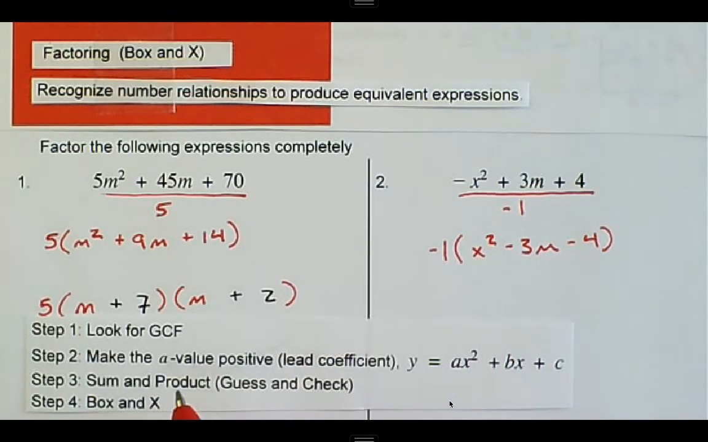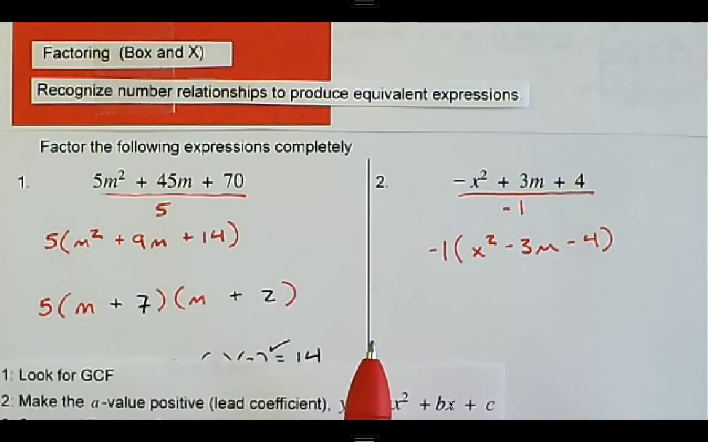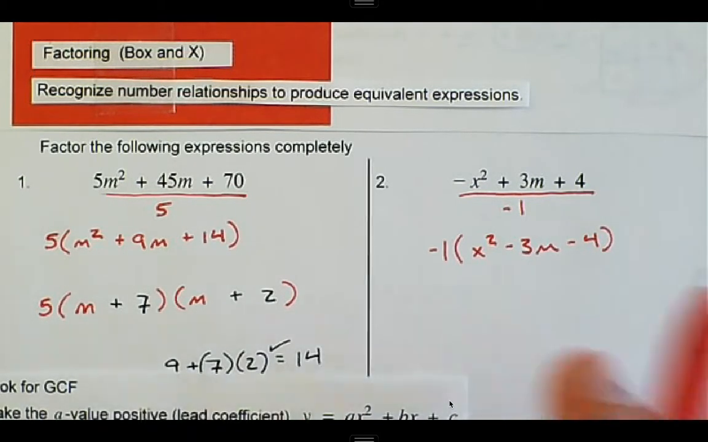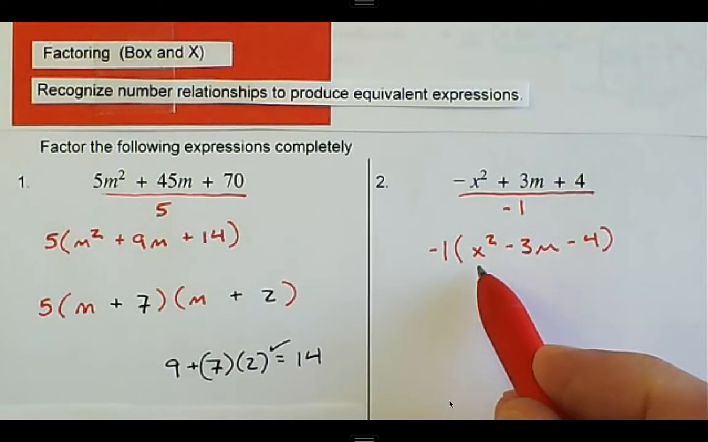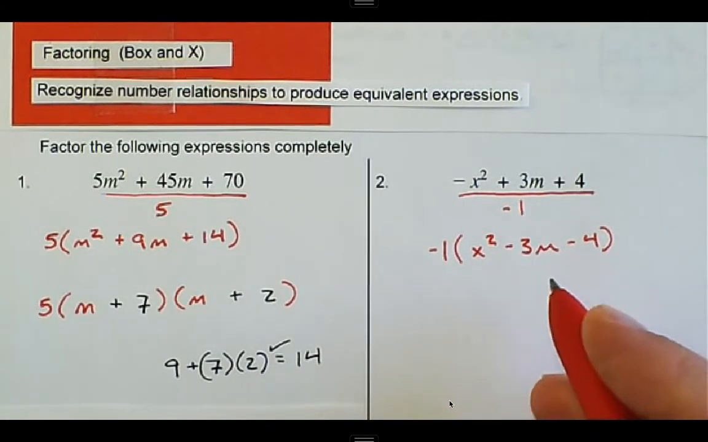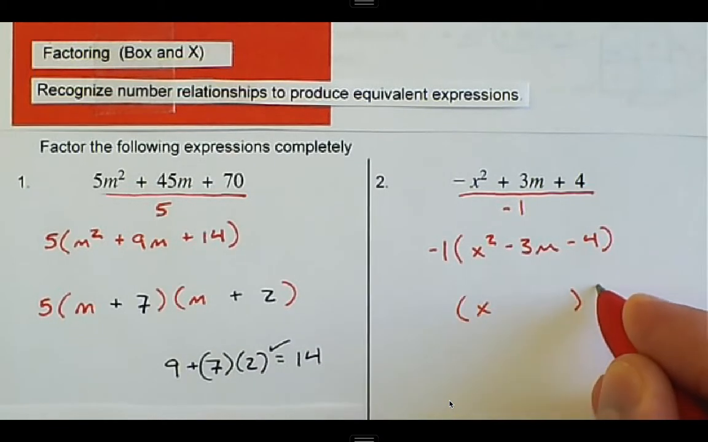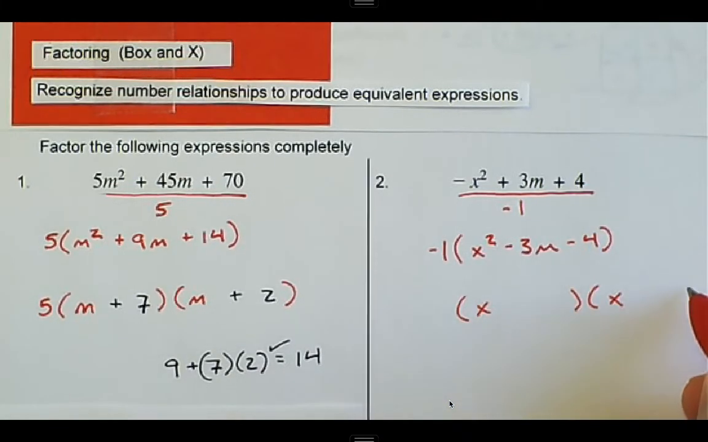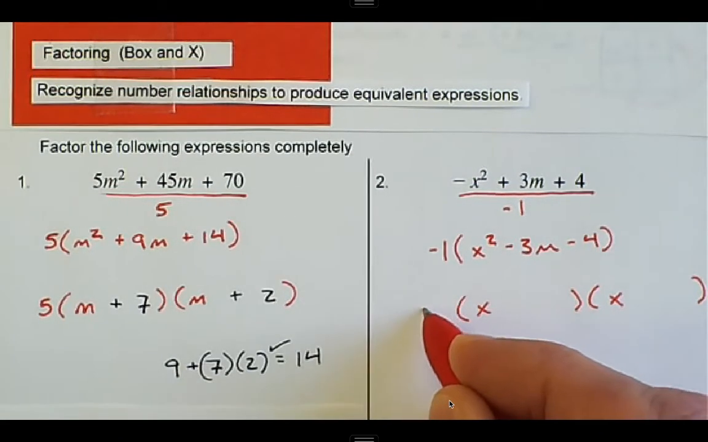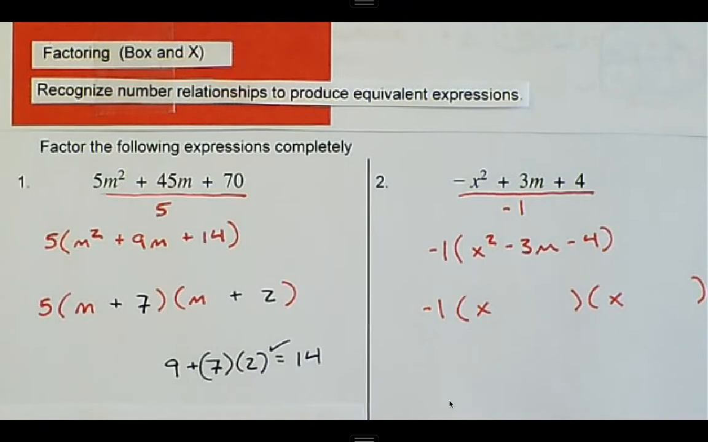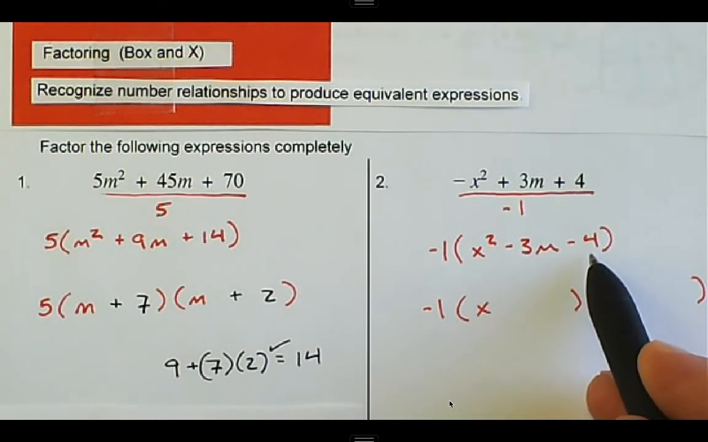And so the next thing that we're going to come to is the sum and product, or guess and check. When I substitute that in, the only two values that can multiply together to get me x squared are going to be x and x. And I still have to bring down the -1. And now we're doing the sum and product, and I need to multiply to -4.